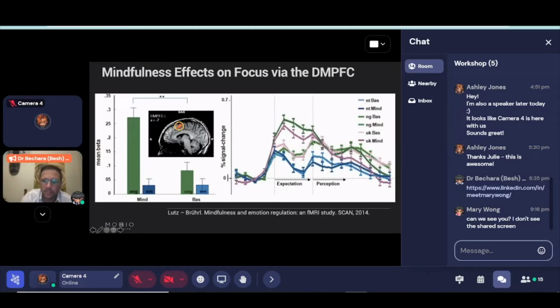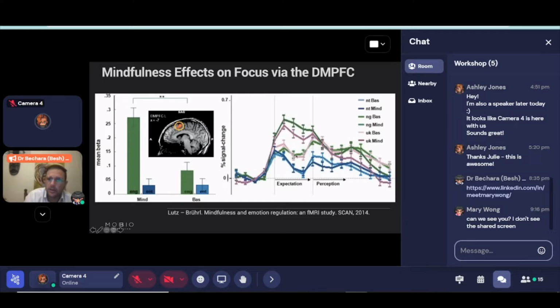But there's not really much of a difference in the activity of the dorsal medial prefrontal cortex in the perception of the negative image. The big difference is before the perception. And that difference is also the case where it's unknown, where there's the vertical line that goes up and down.